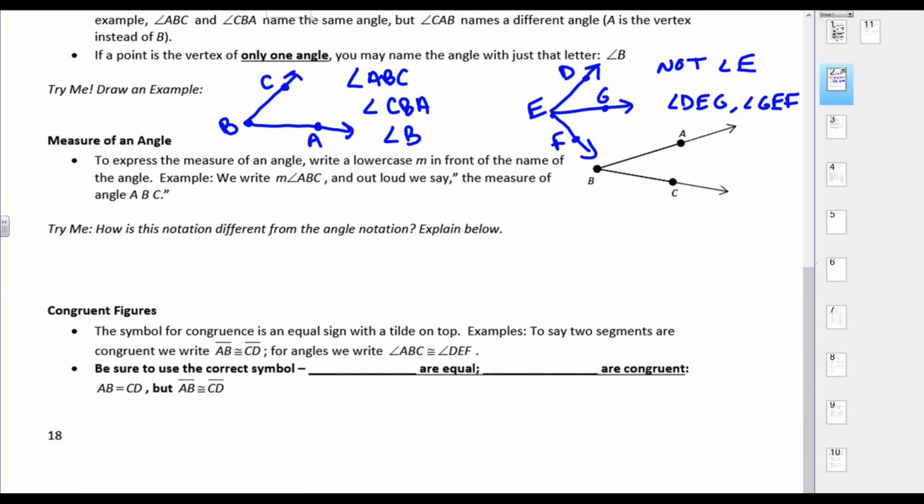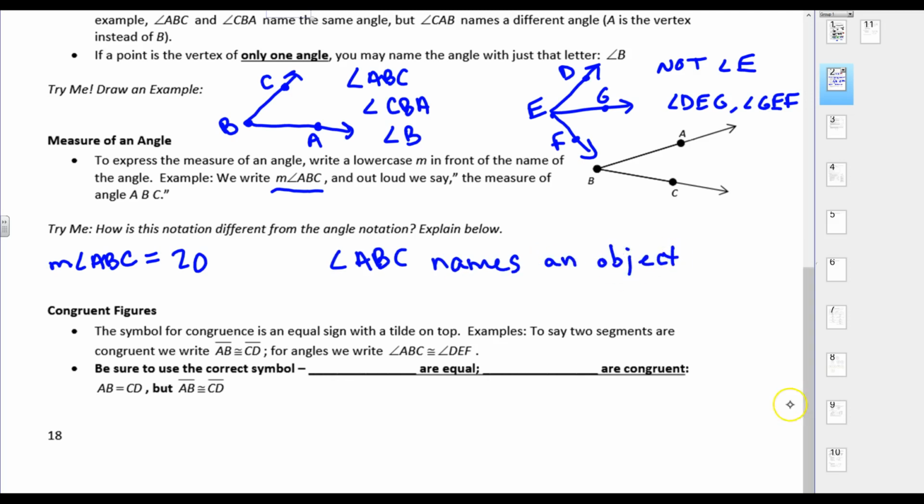All right, let's talk about the measure of an angle. We express the measurement of an angle differently than we express the object that is an angle, kind of like segments. So we would actually write the measure of angle ABC, and out loud we say the measure of angle ABC. So the measure of angle ABC equals a number, something like 20, whereas angle ABC names an object, which doesn't necessarily have to have a measurement associated with it.